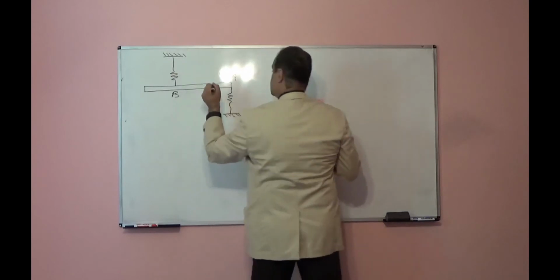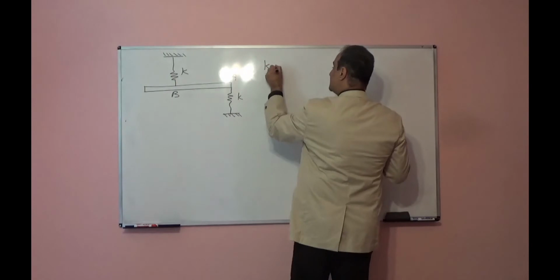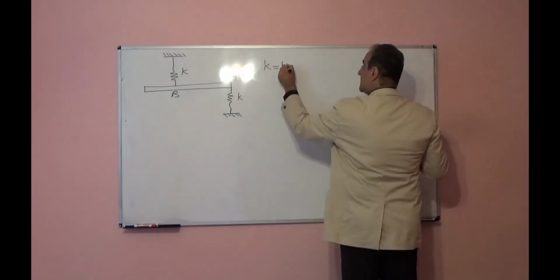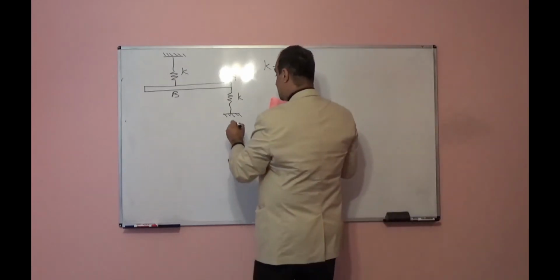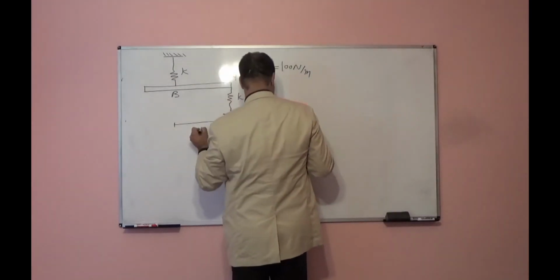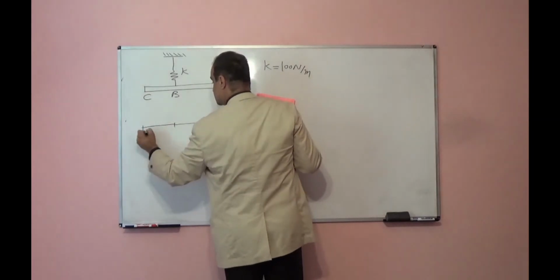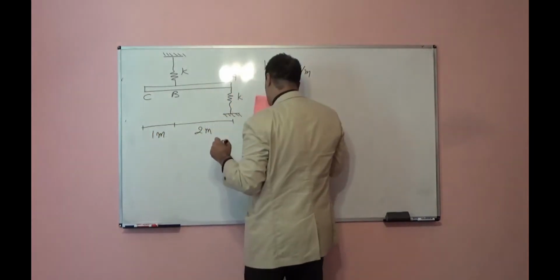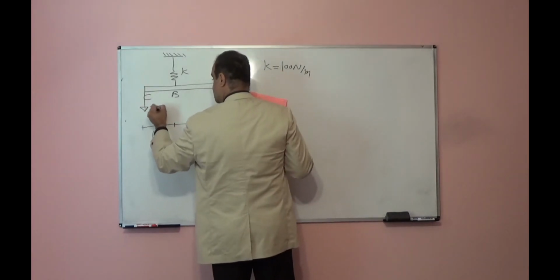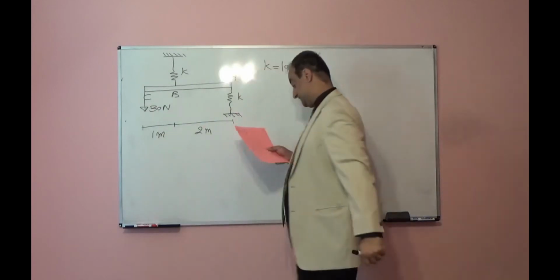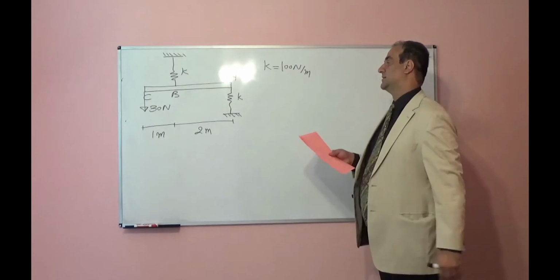And the stiffness of each spring is K, and the K magnitude is known. It is 100 Newton per meter. From A to B, the distance is 2 meters. From B to C, the distance is 1 meter. At point C, we apply force 13 Newton. Initially, this beam is horizontal.